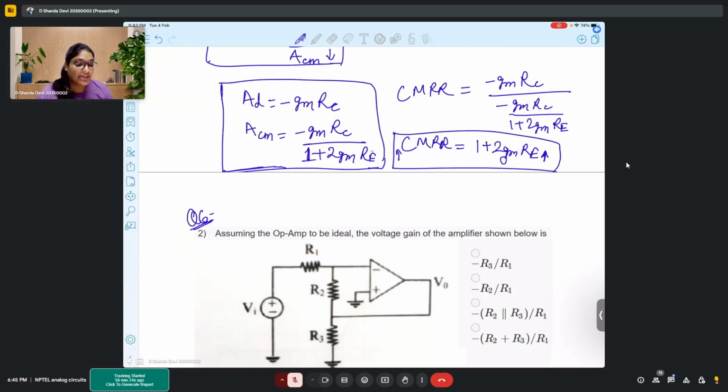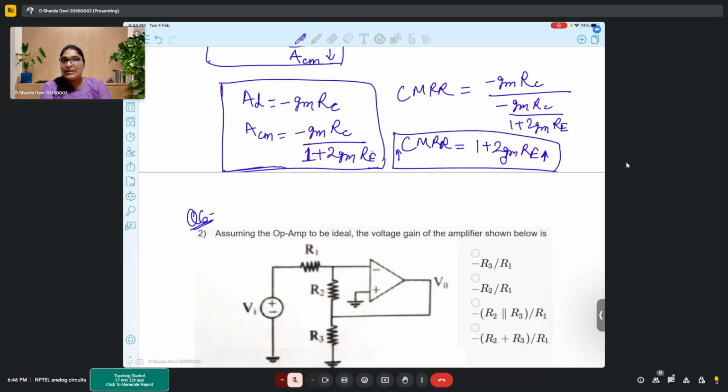From here, if you observe, your AD, the differential gain, is GM into RC, and ACM is GM into RC upon 1 plus 2 GM RE. If you try to reduce ACM only by GM or RC factors, you can clearly see that your AD also goes down. In the first stage of your differential amplifier, the major focus while designing is to reduce your common mode gain as much as possible, because you can increase the differential gain in next stages using single stage amplifiers. But for common mode signal rejection, only a differential system would help. That's why the ideal idea of differential amplifiers is to reduce the common mode signal.